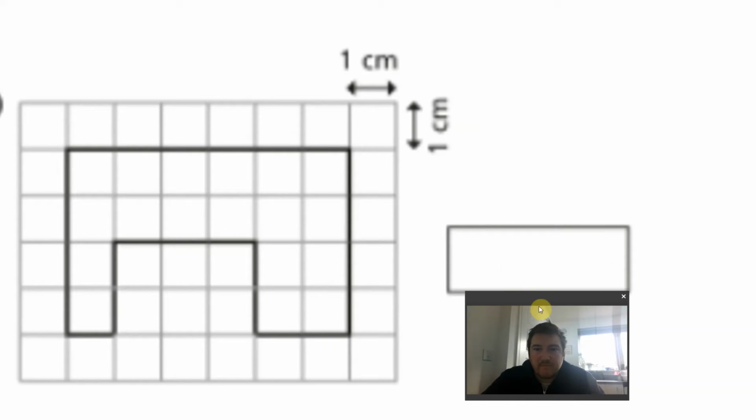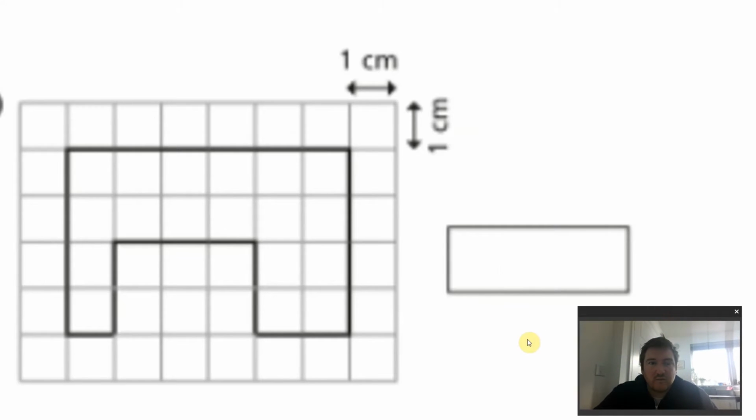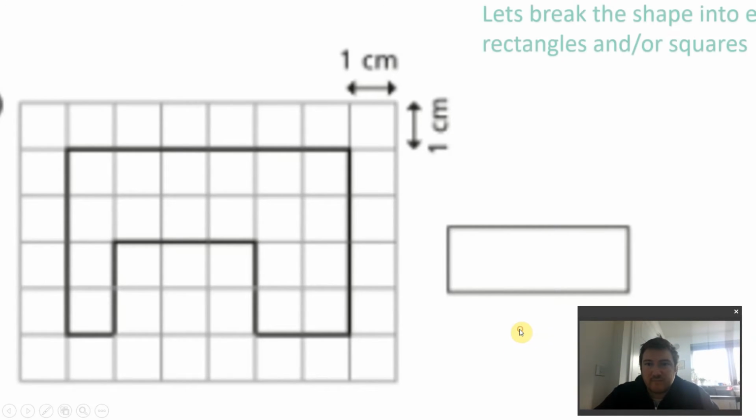Okay, let's have a look at another one. So we've got a slightly different shape now. We follow the same rules. So let's break up the shape into easier rectangles and or squares. So if you want to pause the video and do that for yourself now. Okay, if you haven't done that, I would personally say you could do it in two different ways. You could do it this way.